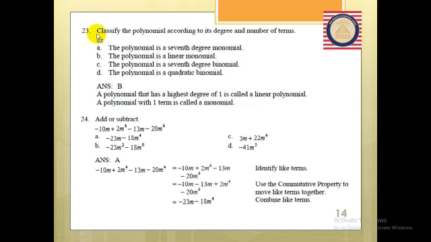What is the degree here? It's first degree. So the polynomial having the highest degree of 1 is called a linear polynomial, and a polynomial with one term is called a monomial. So this is a linear monomial. So it's B.